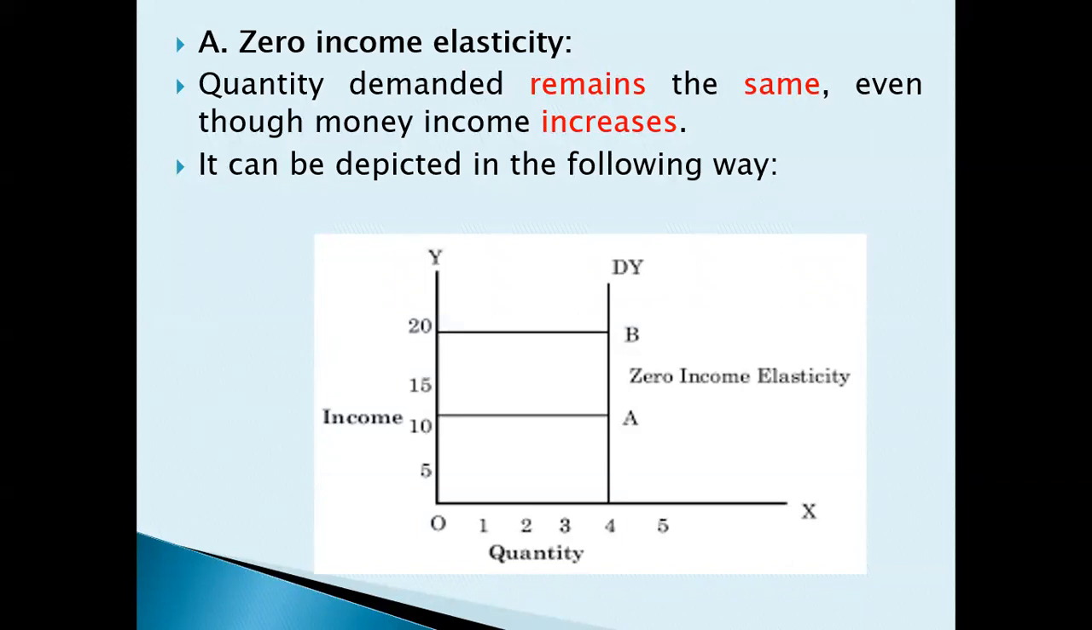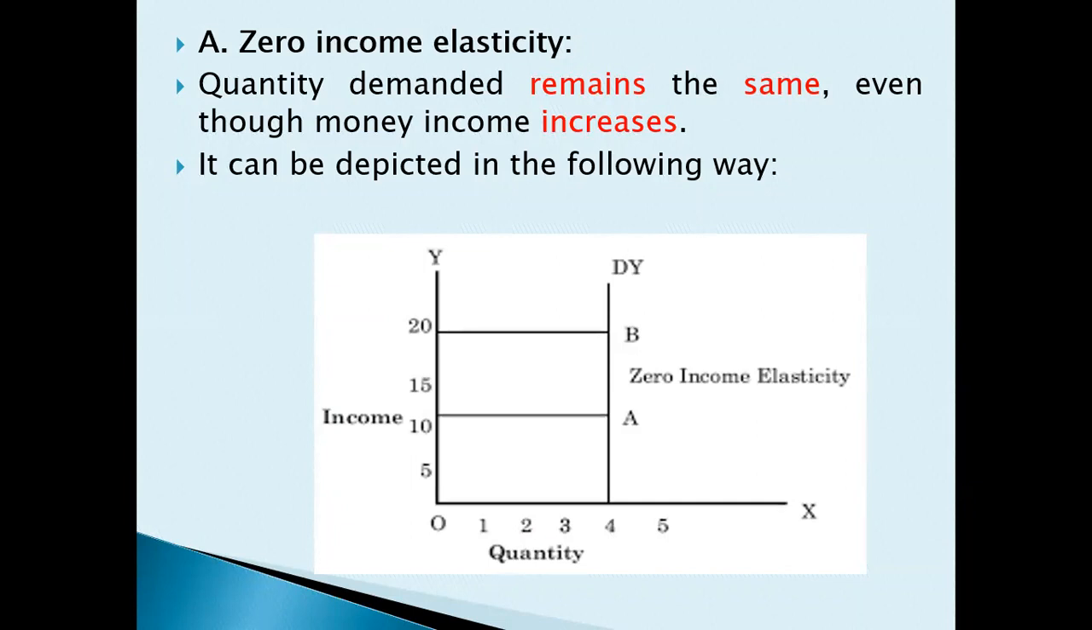Zero income elasticity means what? The quantity demanded remains the same even though money income increases. Yaani mera income change ho gaya tabhi bhi I will not purchase that product. Quantity demanded remains same even though there is an increase in the income of the people. That is called a zero income elasticity. Means what? There is no impact of income change on the quantity of the demand. Again, it depends upon the nature of your product. Getting this? Even though my income changed, my quantity demanded will remain the same.